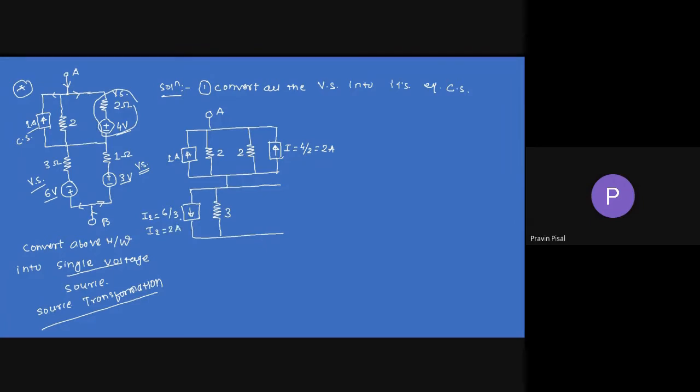Right? Now similarly convert this 3 volt source. So like this, this will be, and this is the value of the resistance. Fine. So this resistance is 1 ohm. Now the polarity is plus minus, so current will go upward. So I will give the name as I3. What will be I3? Voltage by resistance, 3 by 1. So the answer is 3 ampere.